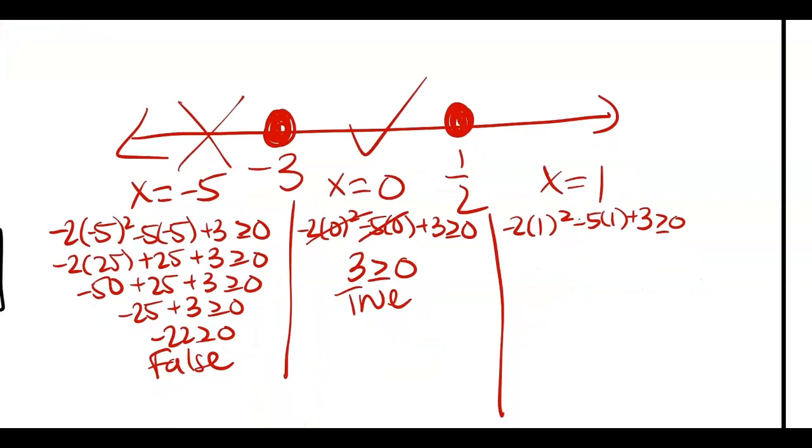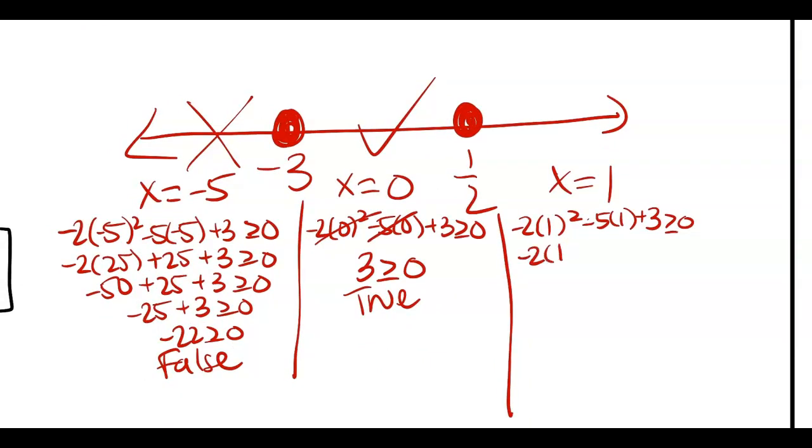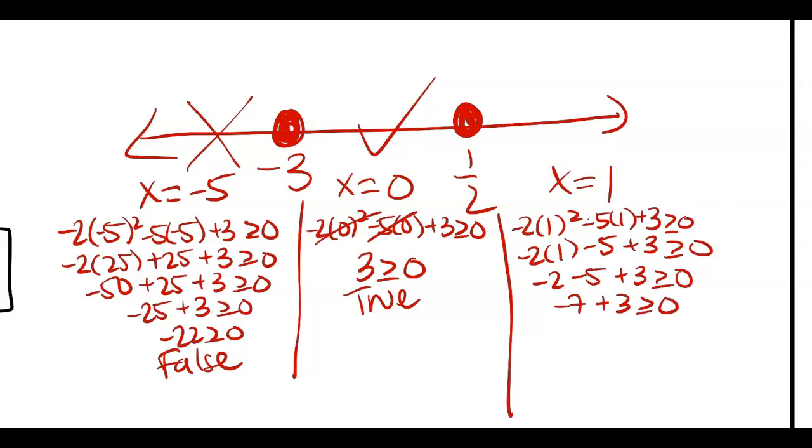And then the last one is if we have negative 2 times 1 minus 5 plus 3. We're going to have negative 2 minus 5 plus 3 is greater than or equal to 0. Negative 2 minus 5 is negative 7. And negative 7 plus 3 is going to give me negative 4 is greater than or equal to 0. Is that statement true? We can't include the right side of 1/2.